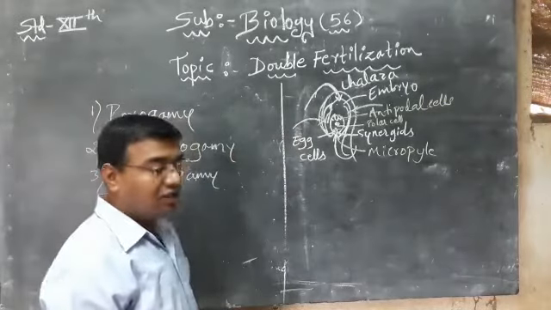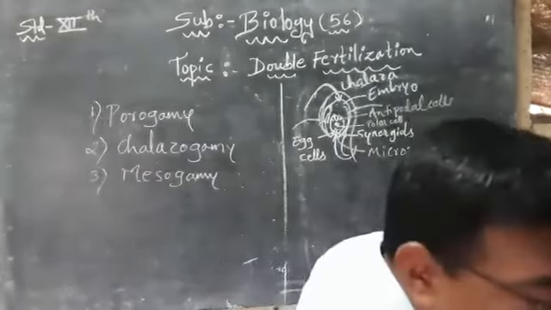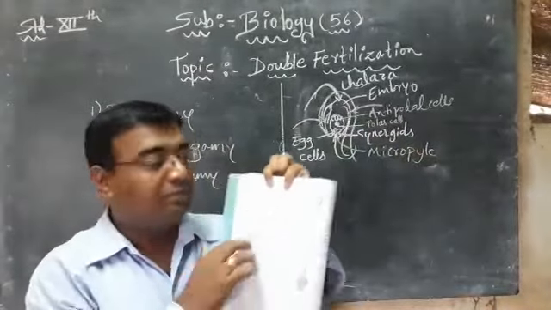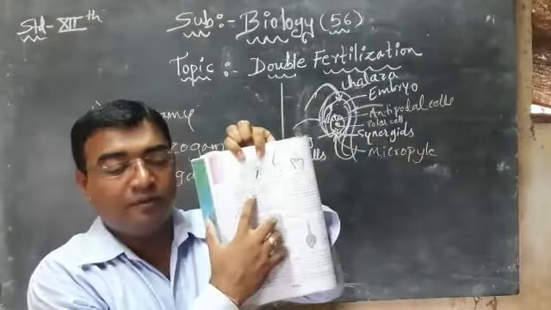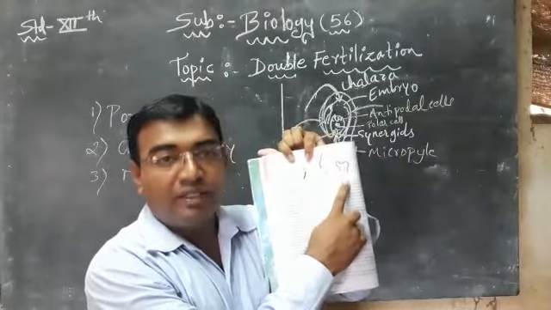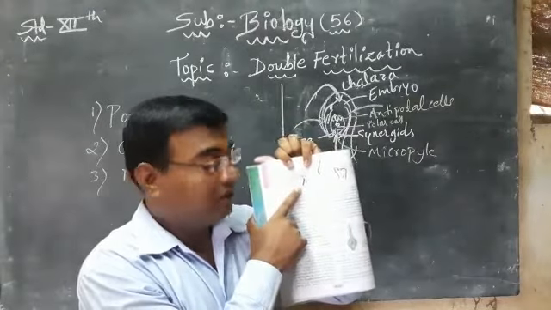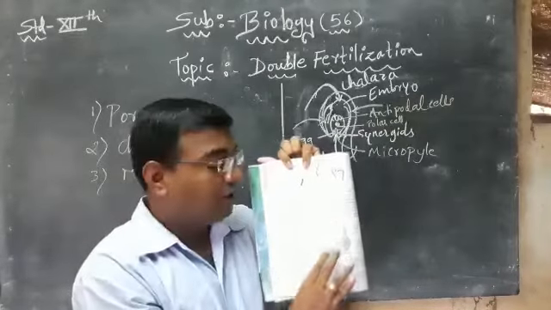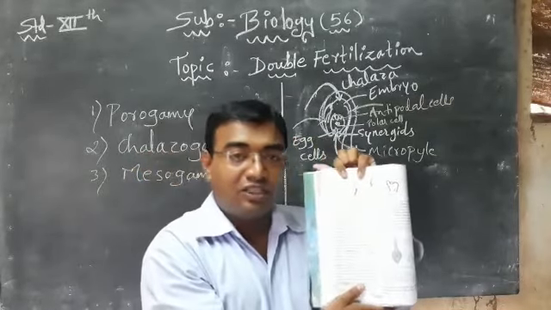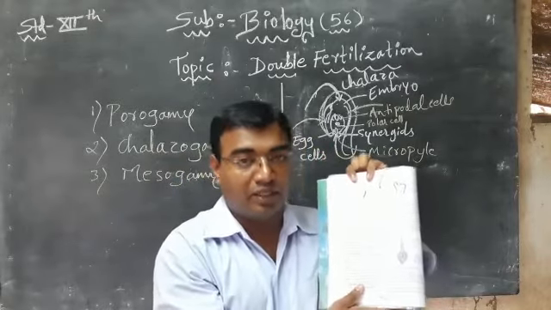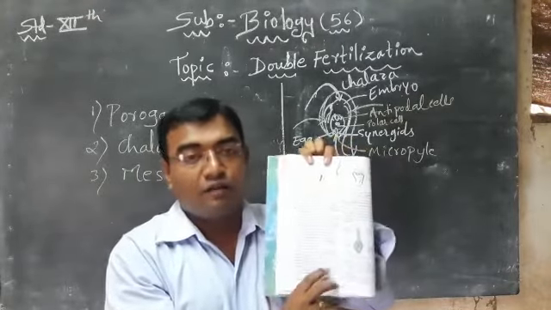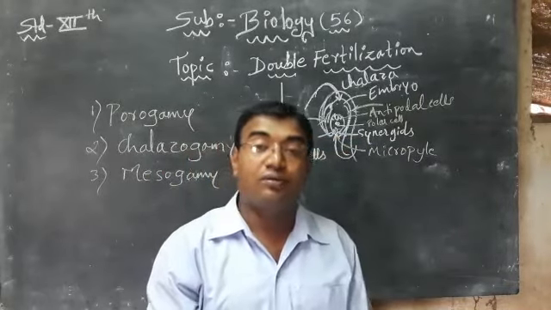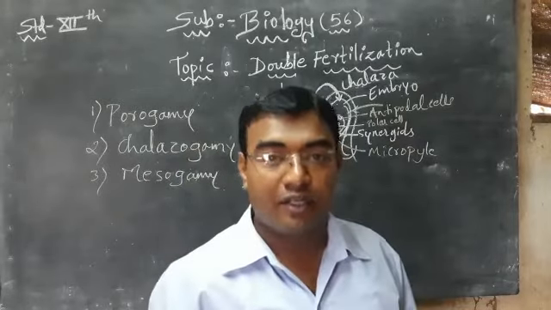In double fertilization, a few concepts are mentioned in your textbook. I will show you the text. As I have described, there are three different processes, porogamy, chalazogamy and mesogamy, the entry of the pollen tube from the micropylar end, from the chalazal end, and by breaking the integuments. But what about double fertilization? In double fertilization, three concepts are very important. The first is siphonogamy, the second is syngamy, and the third is triple fusion. Let us describe one after another.